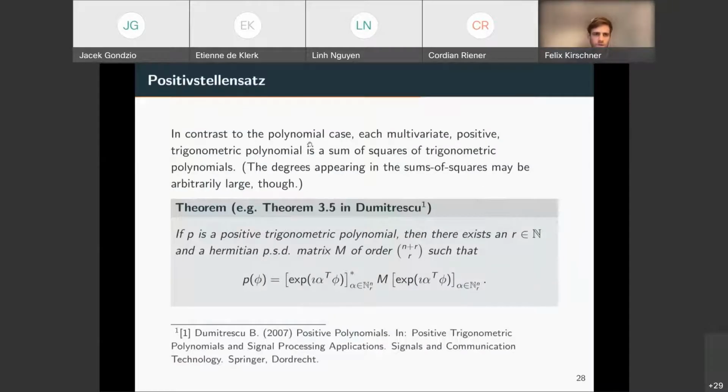So there's a Positivstellensatz saying that if P is a positive trigonometric polynomial, then there exists some integer r and a Hermitian PSD matrix M of order n plus r choose r, such that P can be written as vector transpose matrix vector. So this is a sum of squares in some sense. Now, one problem is that the degrees may be arbitrarily large. We only know that there exists an r in N, but it's nice that every positive trigonometric polynomial can be written as a sum of squares.